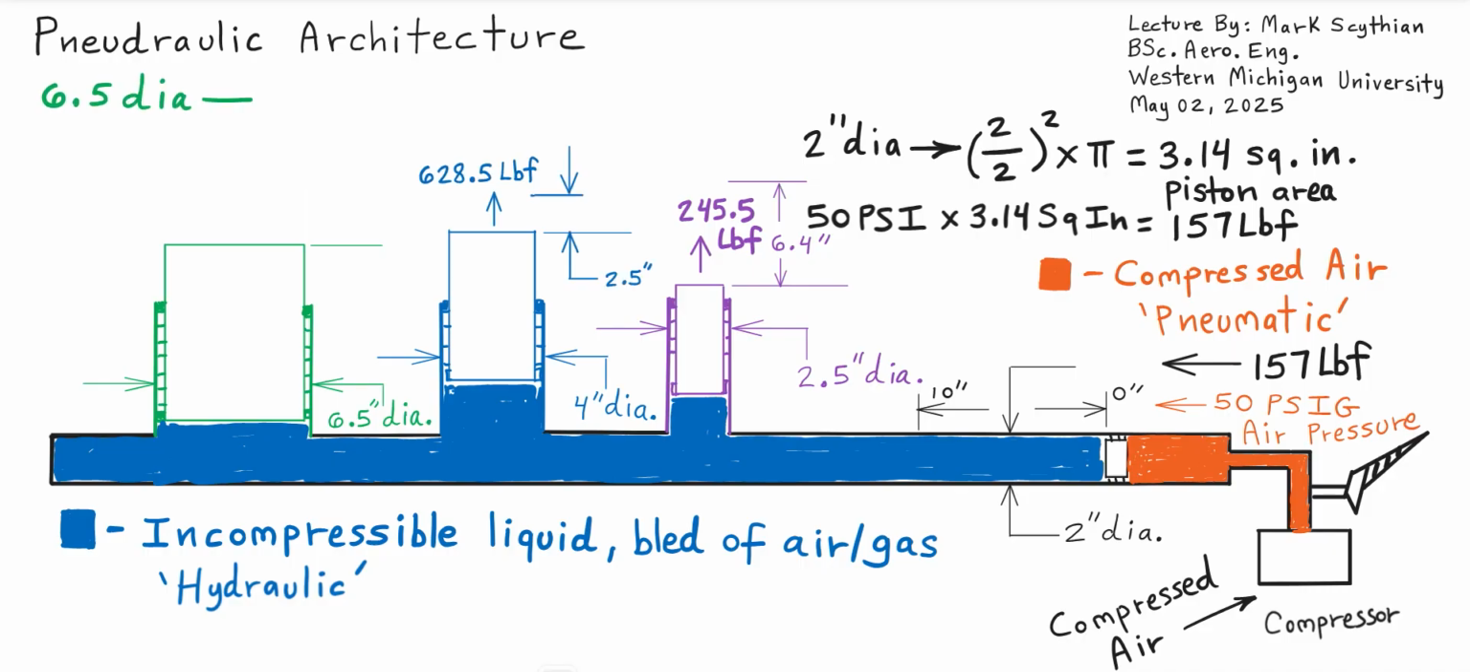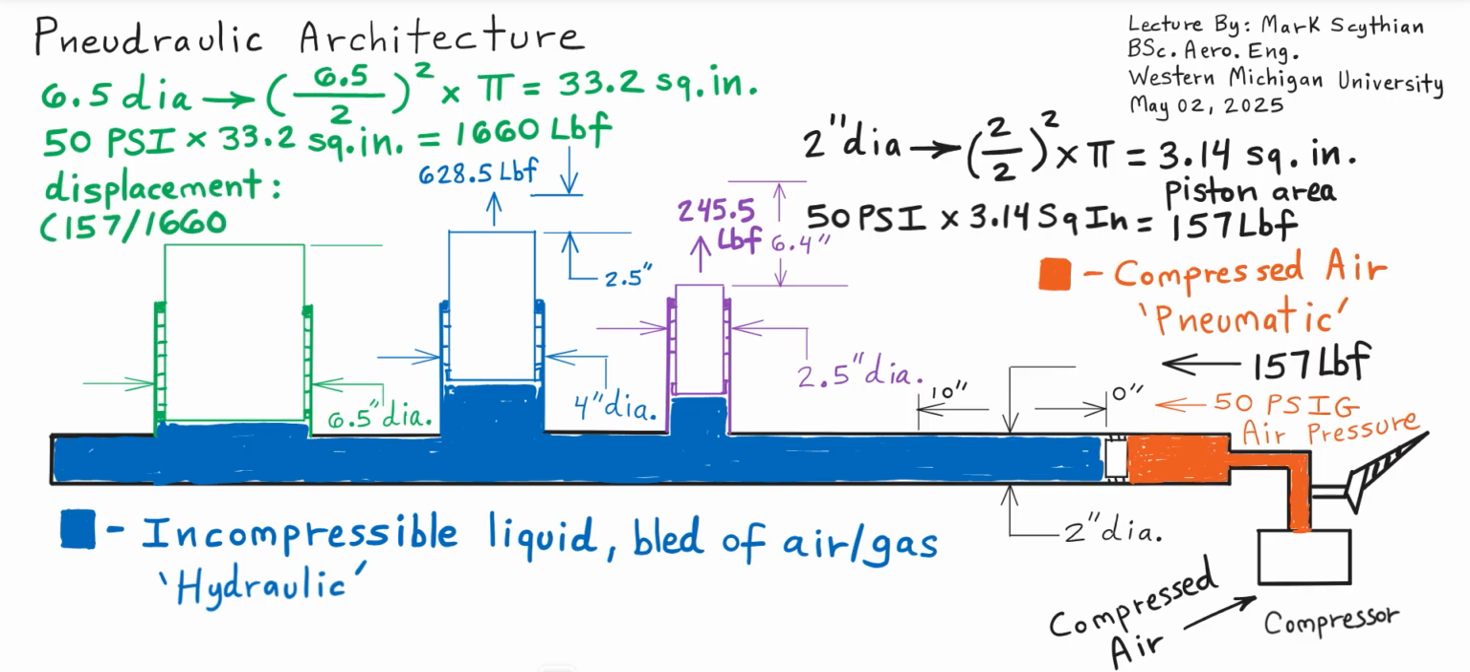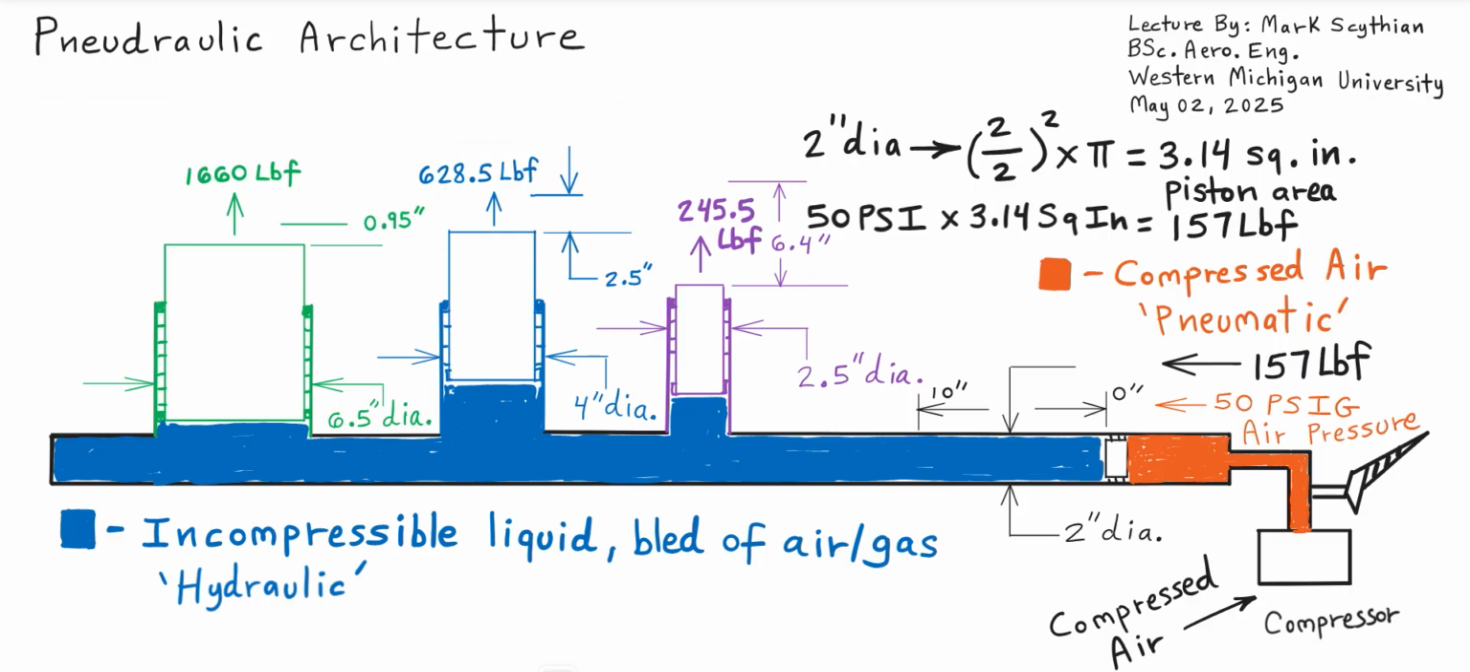And then we follow the last calculation, 6.5 inch diameter green hydraulic piston actuator divided by 2 squared times pi, so 33.2 square inches times then 50 psi, so we calculate 1,660 pounds of force, and then a displacement equal to 157 divided into 1,660, that ratio times 10 inches, so 0.95 inches. So we write this in here.